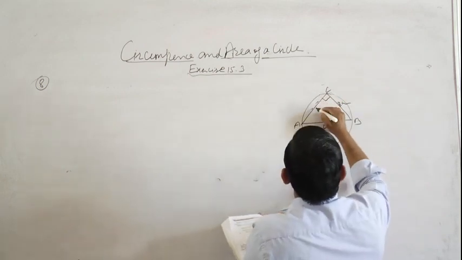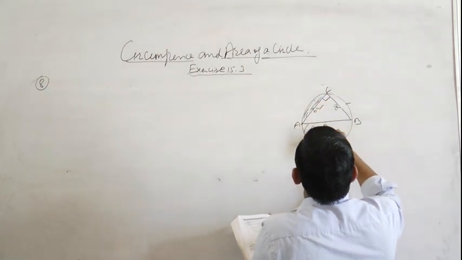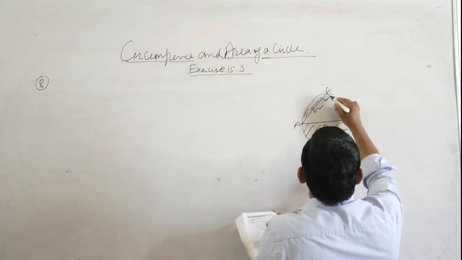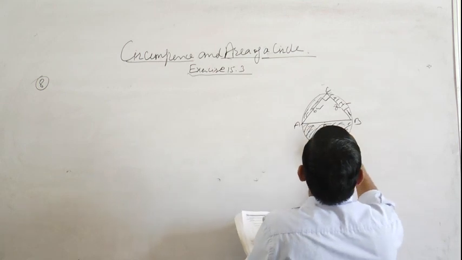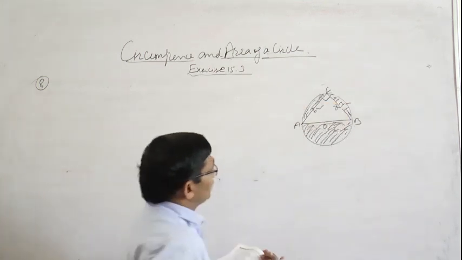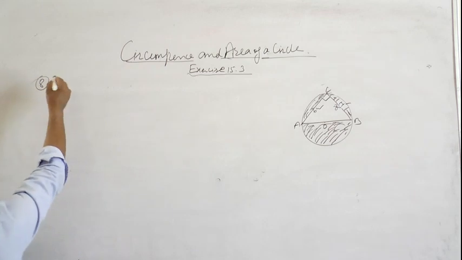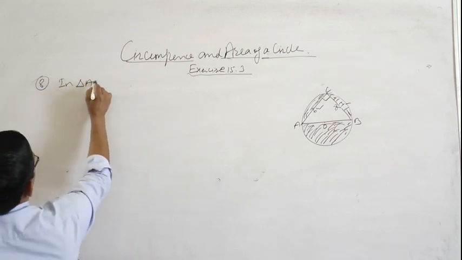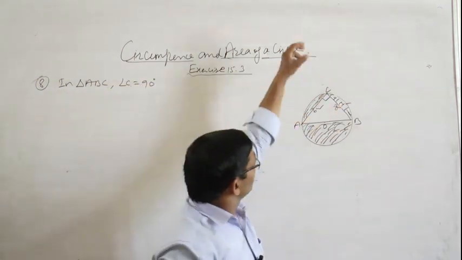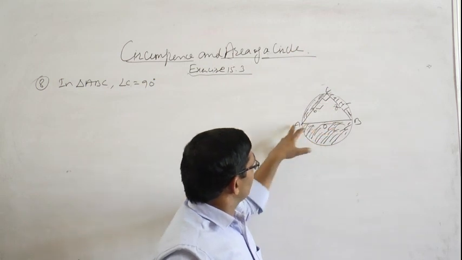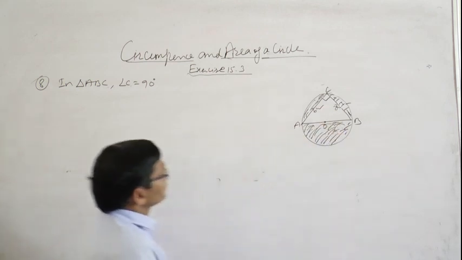In this question, area of shaded portion is this. You can also see in your book, because you all have maths book. Okay, so we want to find out area of shaded portion. Because angle C is 90 degree in triangle ABC, this is given. In triangle ABC, angle C is 90 degree and AB is the diameter of circle.